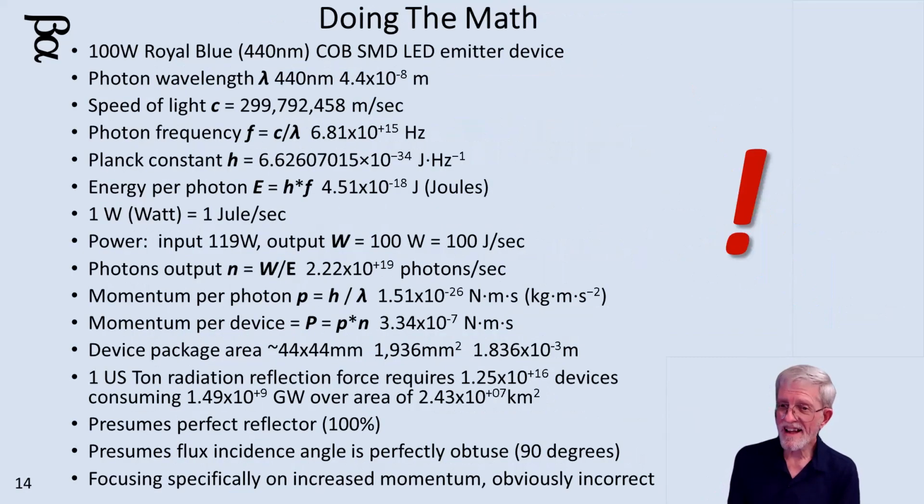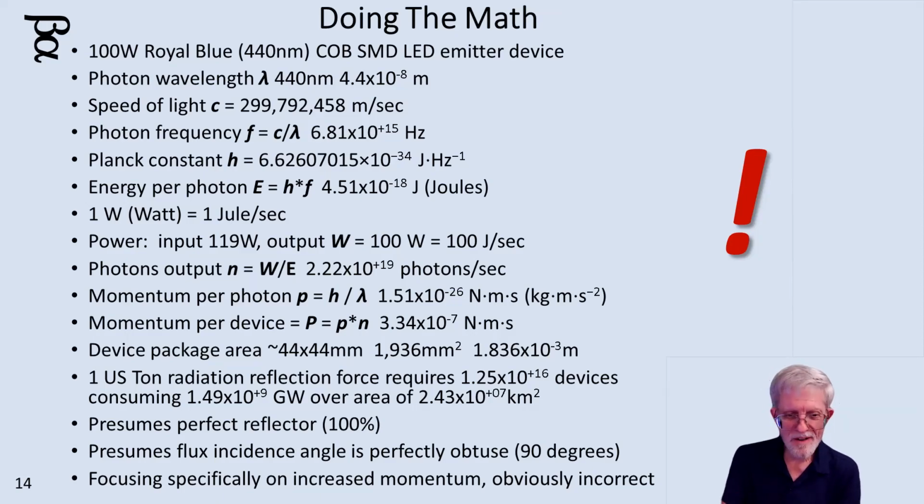And for the people that want the math, here's your math in one slide. Just as an example, the particular LED that I chose was a 100 watt royal blue, which is 440 nanometers. I've got the wavelength, speed of light, the frequency, because you need both frequency and wavelength to do these calculations. Planck's constant, how much energy you would get per photon in joules, and then the mapping that 1 watt, that's the normal W watt, is 1 joule per second. Oh, look, he spelled joule wrong.